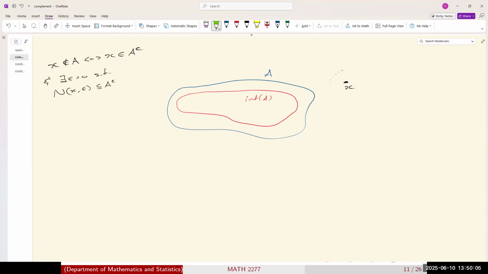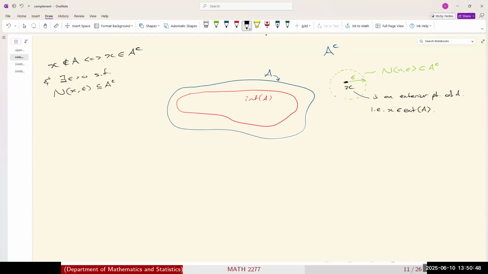So let's look at X. Notice if I put this epsilon neighborhood around X, you are entirely within A complement. Where is A complement? A is the set, so A complement is everything outside. This neighborhood is entirely within A complement. So X is an exterior point of A. In other words, we say X belongs to the exterior of A.